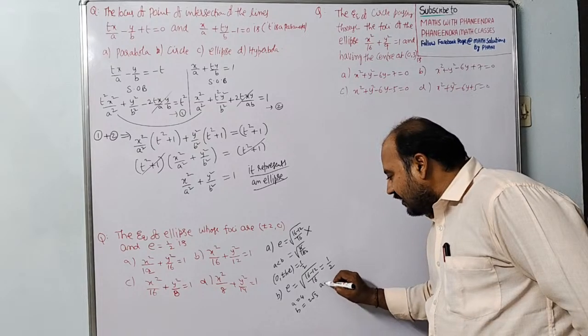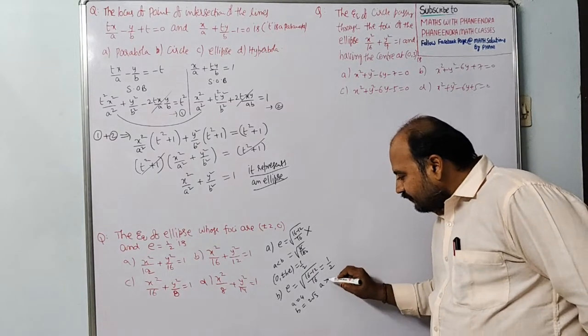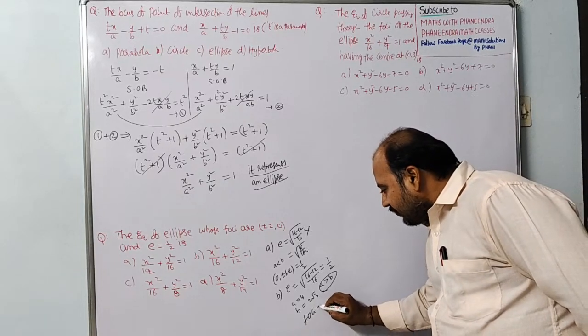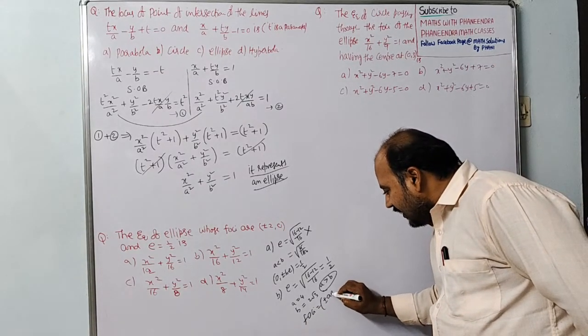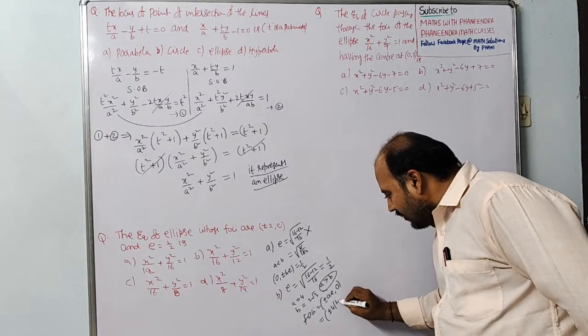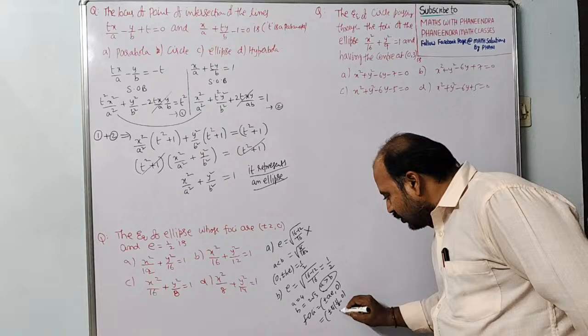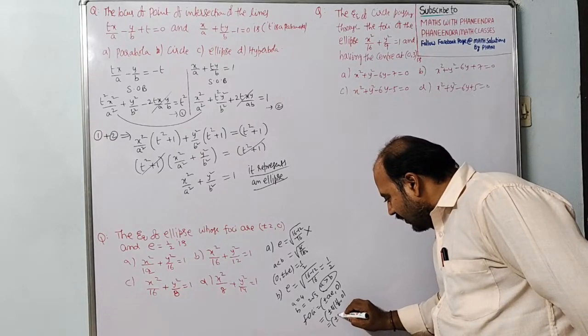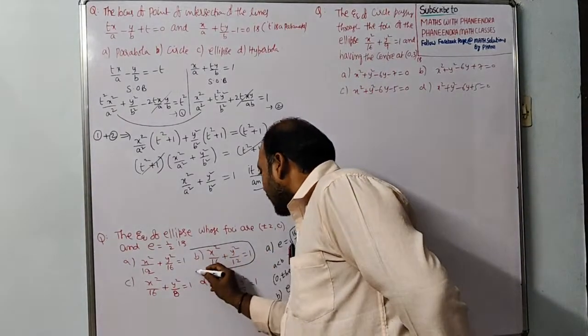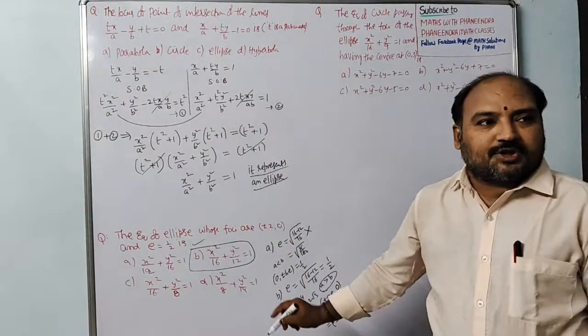So a is greater than b, clearly. a is greater than b. So foci coordinates are plus or minus ae comma 0 will come. Plus or minus 4 into 1 by 2 comma 0. So 2 gets cancelled. Plus or minus 2 comma 0. It is there now. So the second option is the right option for the question.